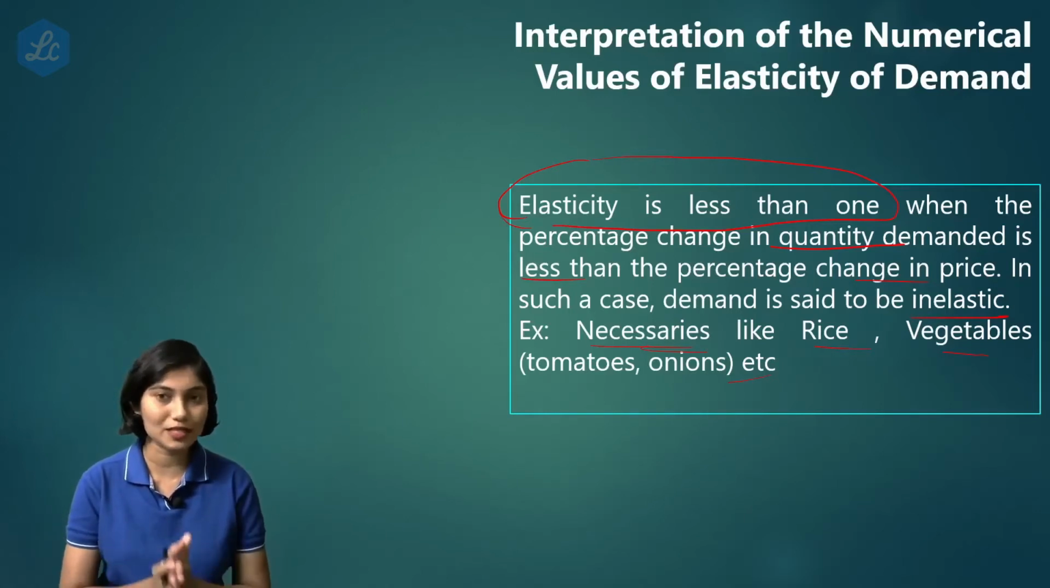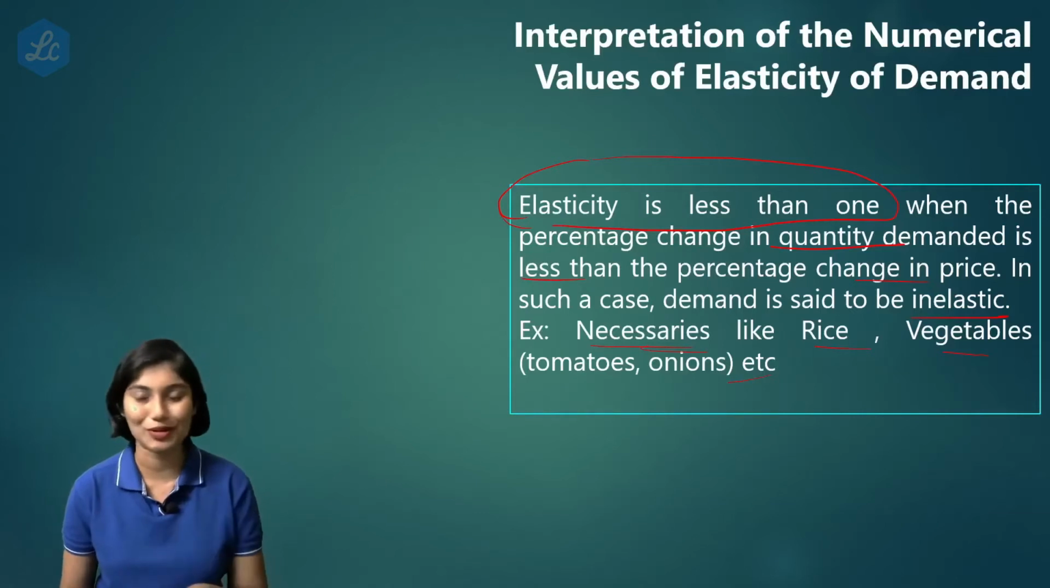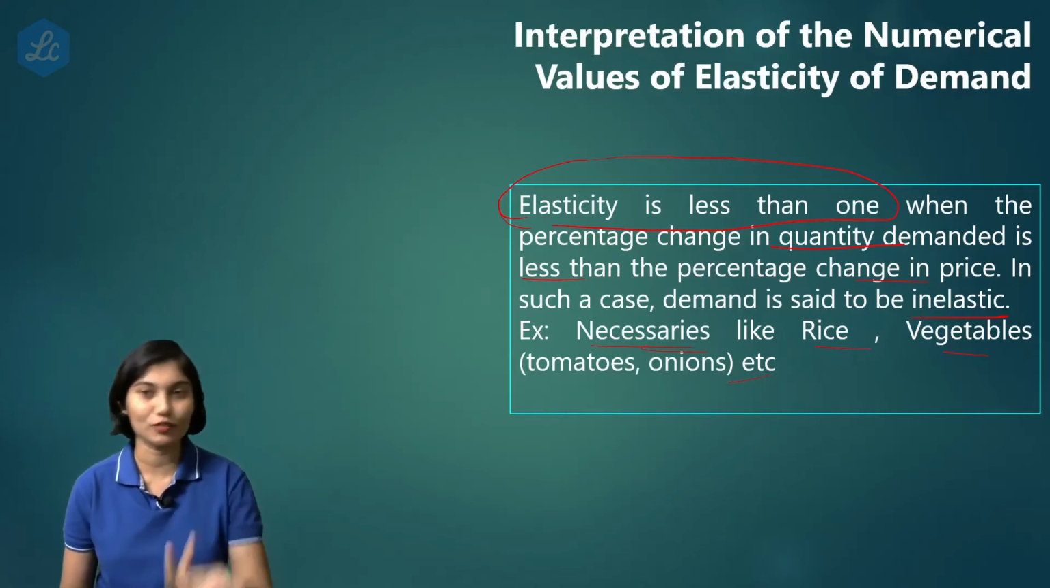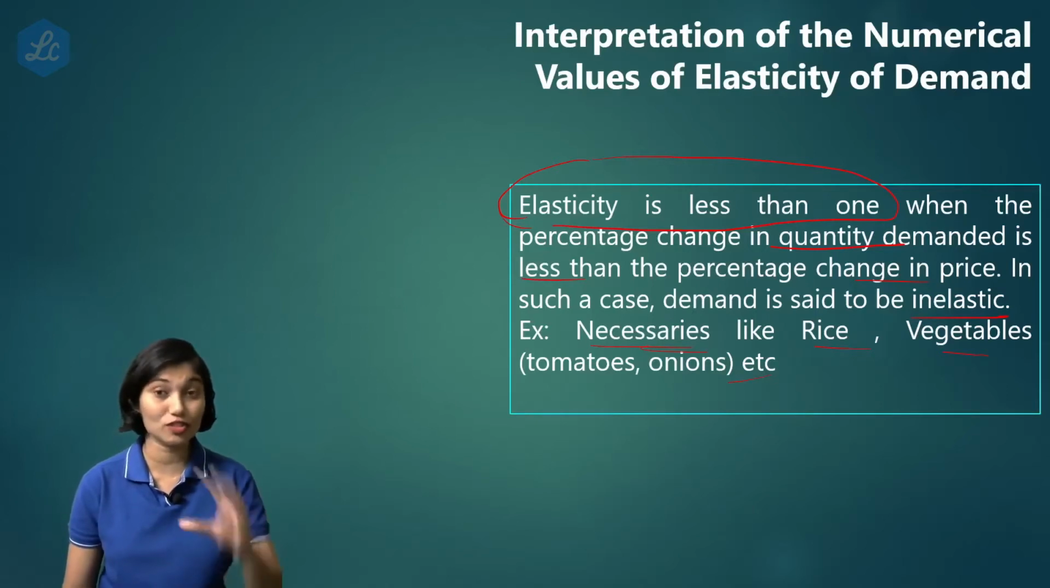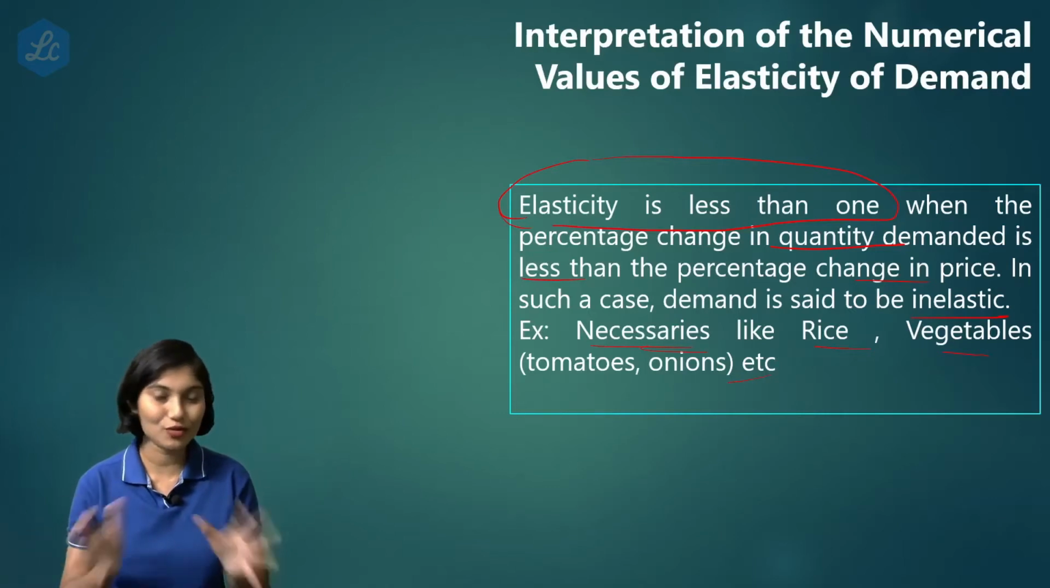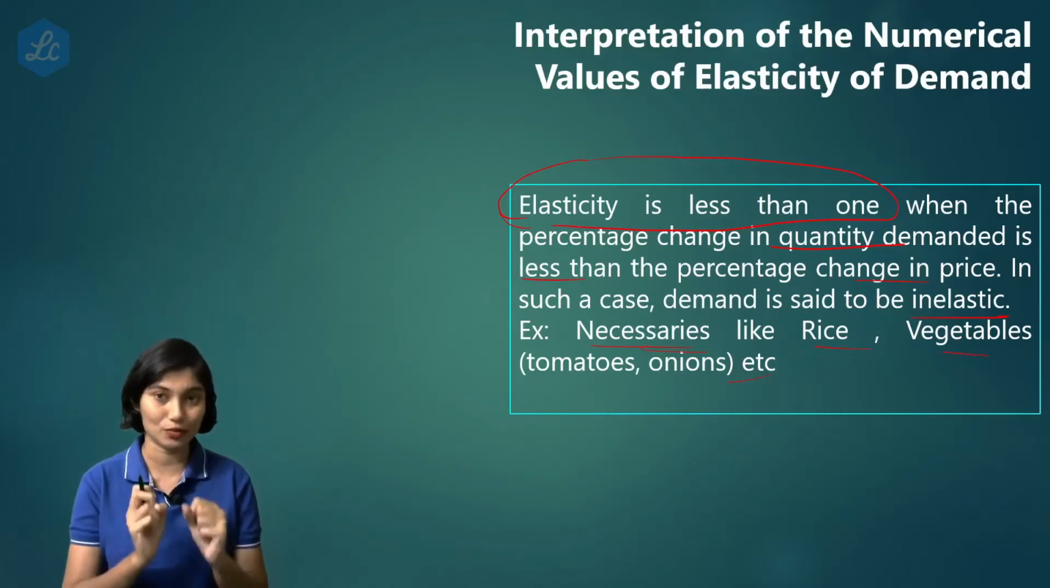So what happens here? But can you stop it fully? No, you cannot. Because you have to eat that food. You have to have a bit of onion, a bit of tomato, right? You can't stop it completely. So the change is less. Your change in quantity demanded is less, even though your price change might be a lot. You can't completely shift your demand. You have to have some amount of demand, but it is reduced.